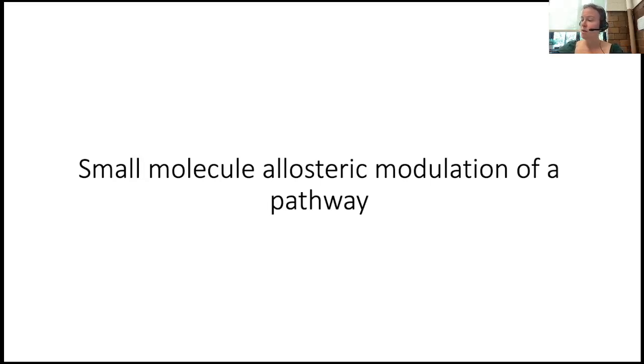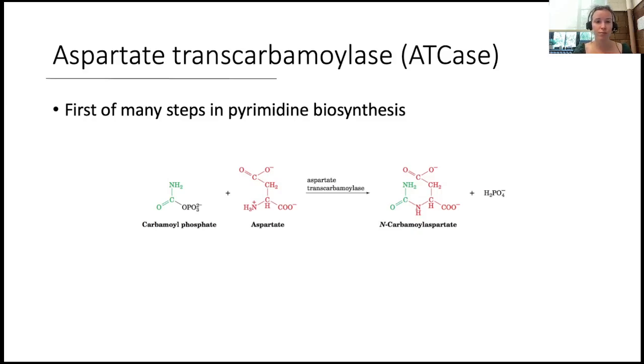So let's talk about allosteric control of our first enzyme, ATCase. We'll see that it is modulated allosterically through the binding of small organic molecules. ATCase is the abbreviation of the enzyme named aspartate transcarbamylase. This enzyme performs the first step in a series of steps to eventually synthesize pyrimidines.